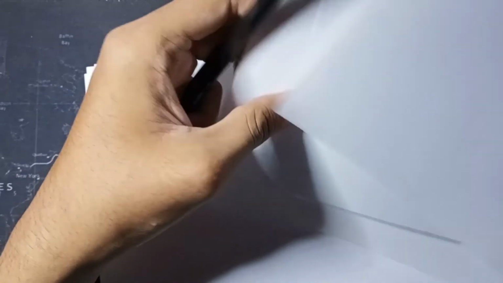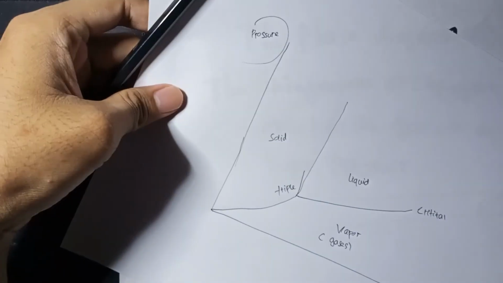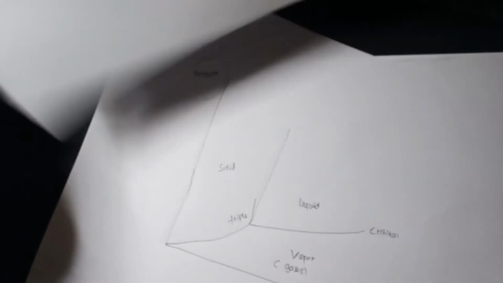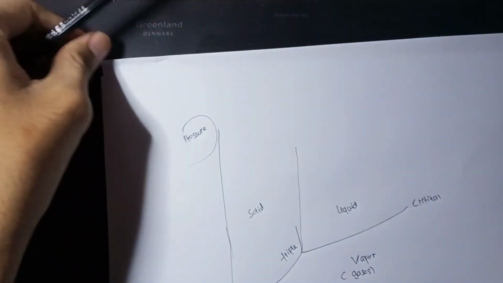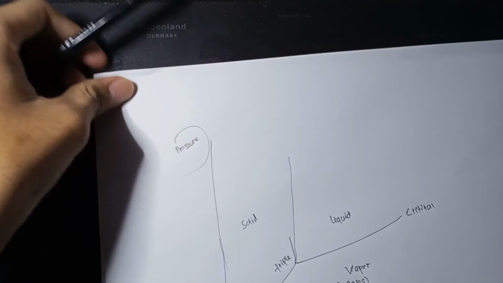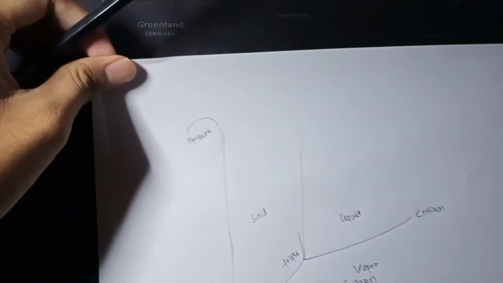And last but not least, the phase rule. You must first know what the phase diagrams look like, right? So the phase rule is simply the general principle governing systems in thermodynamic equilibrium.